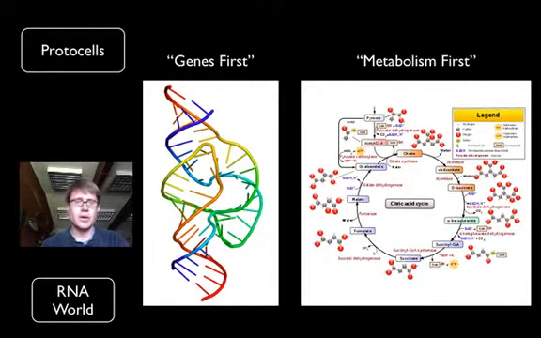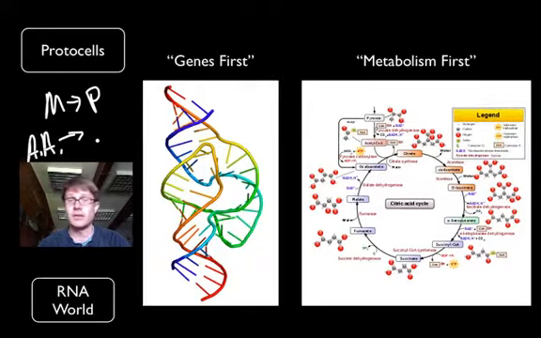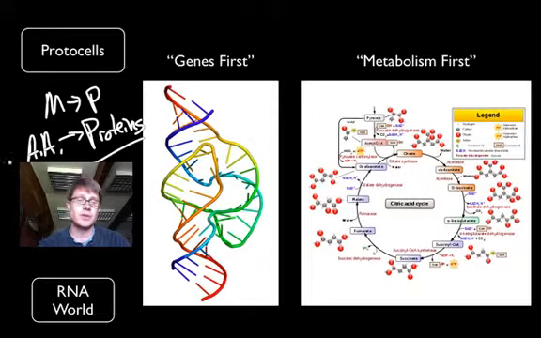Now, once we go from monomers, the next step is to go from a monomer to eventually a polymer. In other words, amino acids are the building blocks of life, but they're not life. What is life made up of? Life is made up of proteins. And so how do we go from simple monomers to polymers?